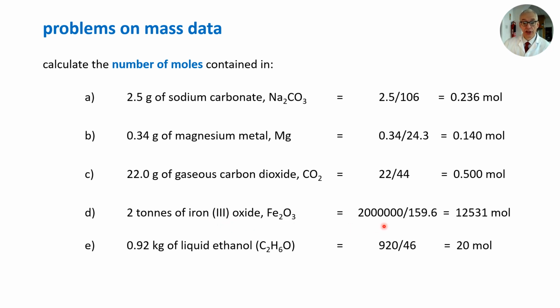2 tons of iron are 2 million grams. So 1 million grams is 1 metric ton. So 2 million grams divided by the molar mass of iron oxide. We're using 55.8 for the relative atomic mass of iron as supplied in the OCR data booklet.